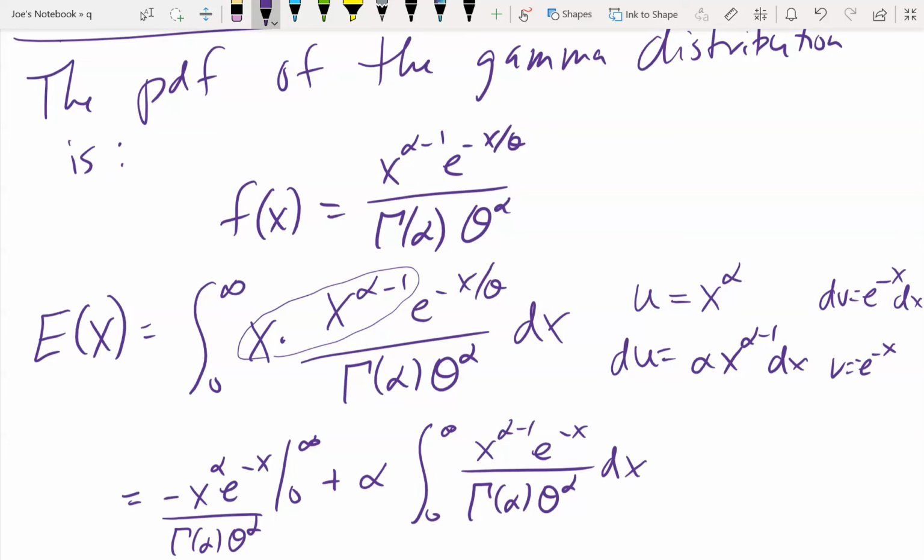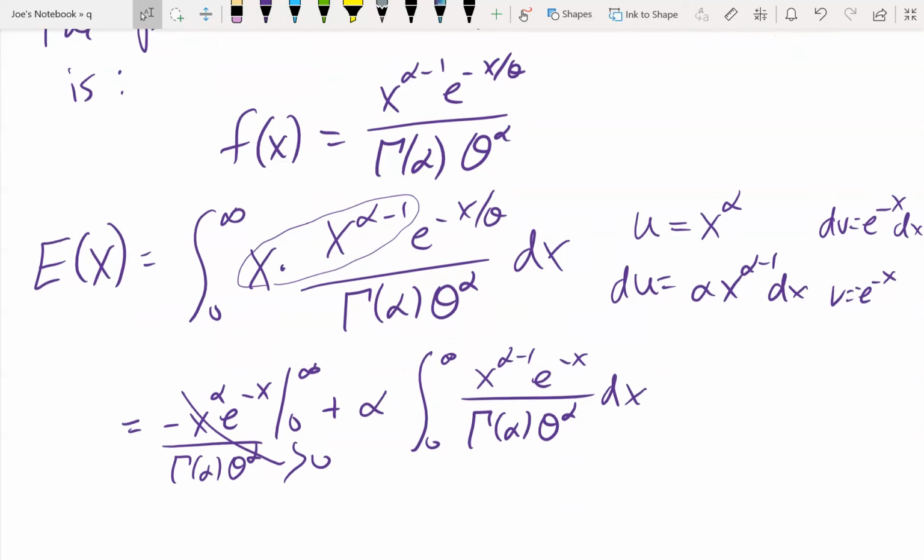Okay. Let's look at that first term again. What do you get when you put in 0 for x? 0. And as x goes to infinity, what happens to that term? Goes to 0, right? So again, this term goes bye-bye. Right? So yeah, it's great that you wrote it down, right? Because it goes away again.